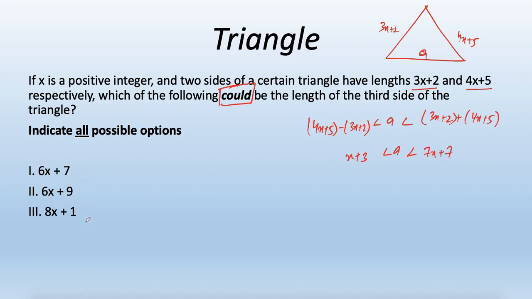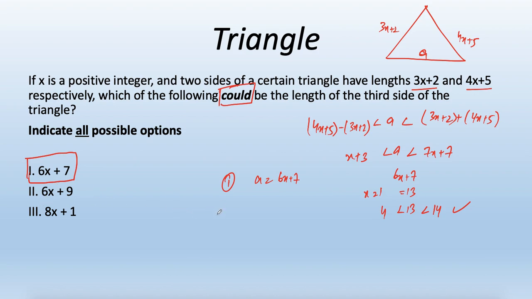Now I will substitute each option separately in place of A and check for one value of x so that the condition is satisfied. If I see the first scenario, A is equal to 6x plus 7. Is this value greater than x plus 3 and less than 7x plus 7? Yes. If I assume x is equal to 1, then this is 7 plus 6, which is 13. So 13 is greater than 1 plus 3, 4, and less than 7 plus 7, 14. So this condition is satisfied. That's why this is a could be possible answer of this question.